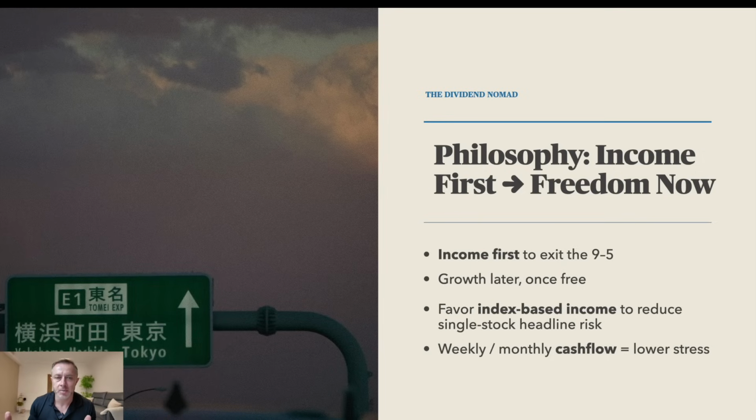Like if I'm running low on money, it doesn't matter. A couple of days later, I'm going to get money again. It's just much easier to manage and low stress. And that's why I prefer a weekly or a monthly cash flow approach.